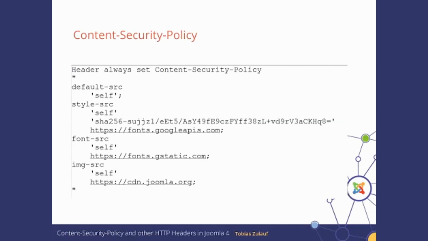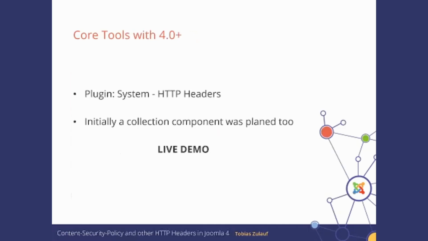It's coming from cdn.joomla.org, so we will make sure that this is allowed too. So that's a run through the headers that we have set on joomla.org/4. Now I will go to the live demo, basically the HTTP header security plugin, the system HTTP headers plugin. That's the plugin we are showing right now, or we'll be showing in a minute.